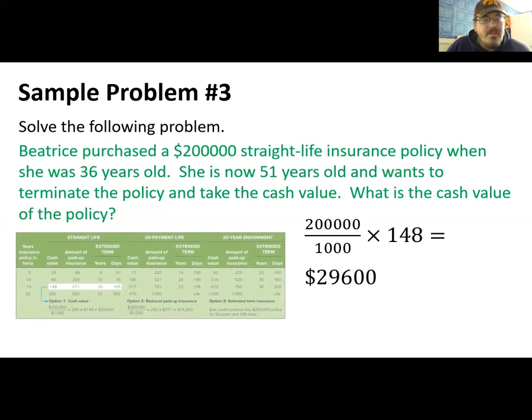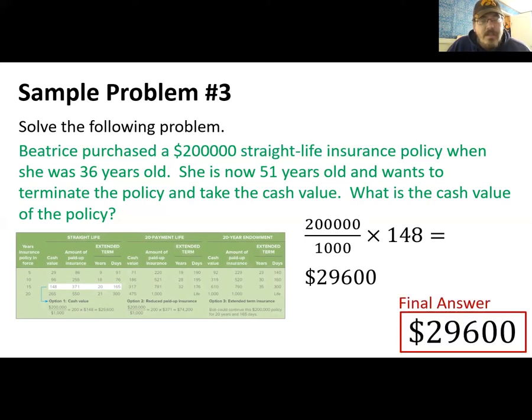So again, if she's been paying in her premiums for 15 years on this straight life policy and she decides that she no longer wants the policy, the insurance company is actually going to cut her a check for $29,600. That's what she's going to get. She no longer has life insurance coverage, but she now has this cash in her pocket. So there you go.